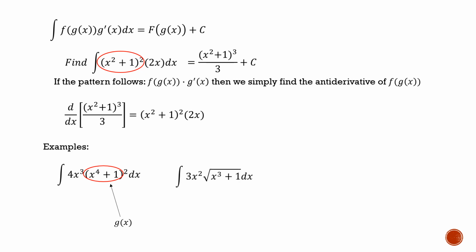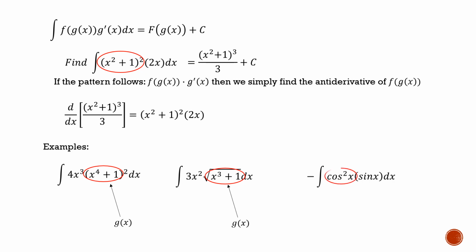The next example, we have the square root of x cubed plus 1 dx. This is a composite function. So therefore, x cubed plus 1 should be g of x. And if I take the derivative of g of x, I end up with 3x squared. Perfect, it fits the pattern. All I need to do now is simply find the antiderivative of the square root of x cubed plus 1.